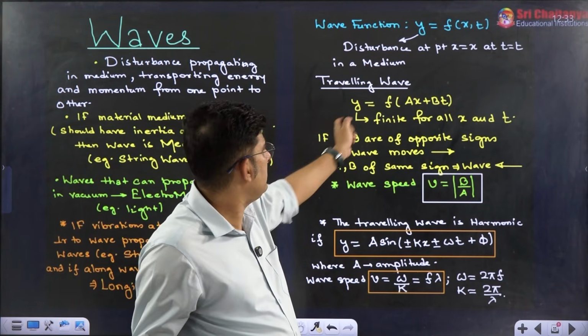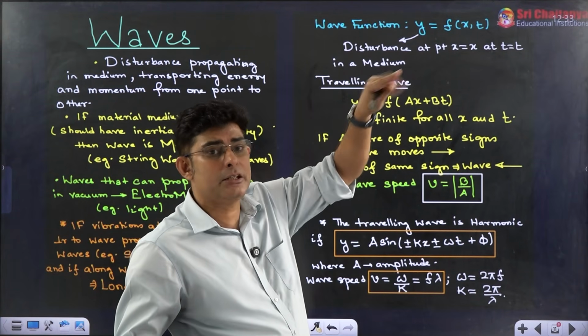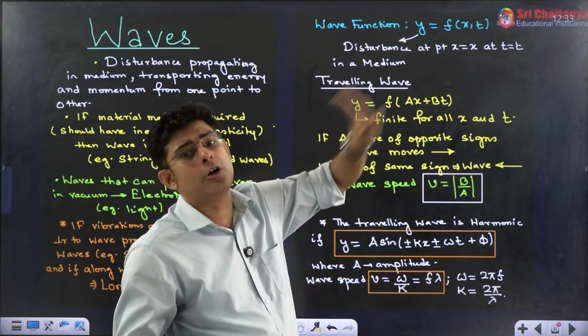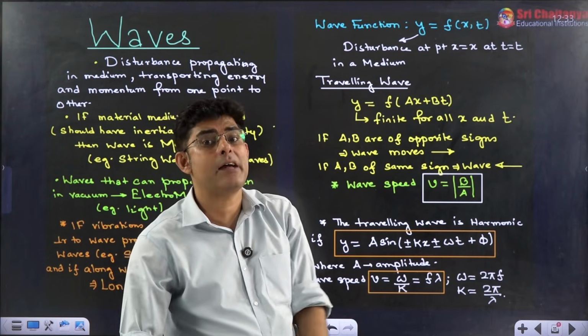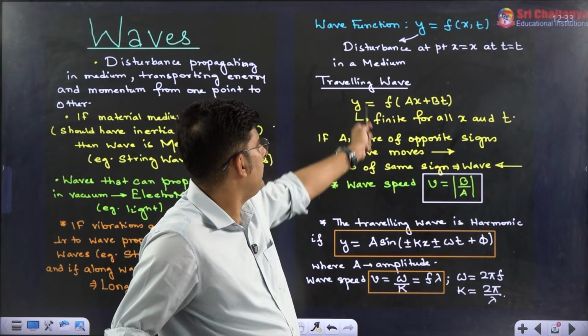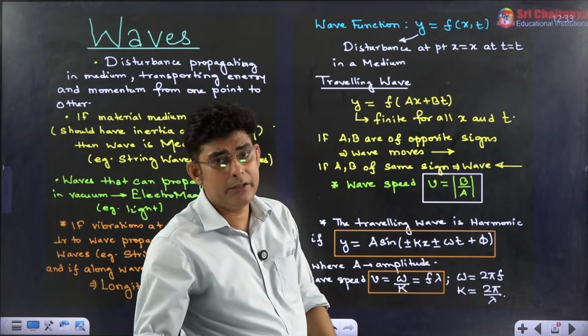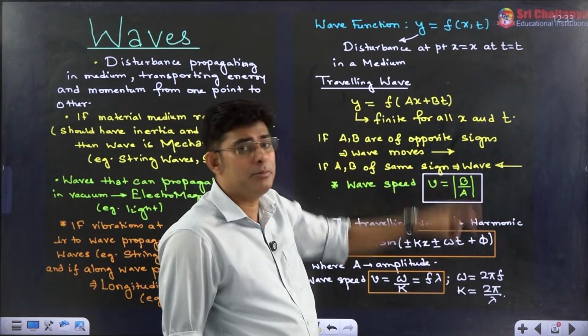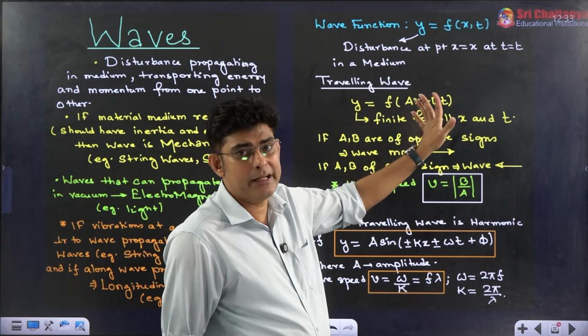So mathematically, a traveling wave is continuously transferring energy from the source till infinity, non-stop, without any energy loss. So those waves are called traveling waves. For traveling waves, the expression for the function is of the form ax plus bt. If you see the empirical form, it is ax plus bt. Now in ax plus bt, a and b can be positive, negative, whatever.